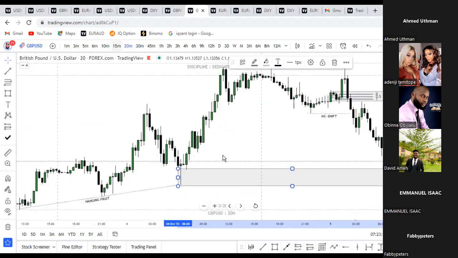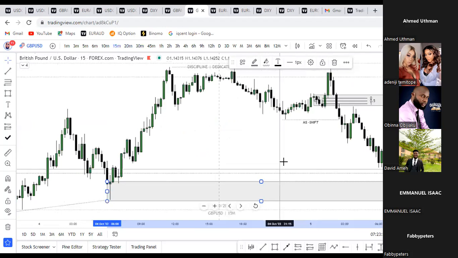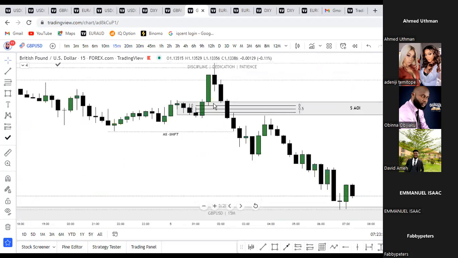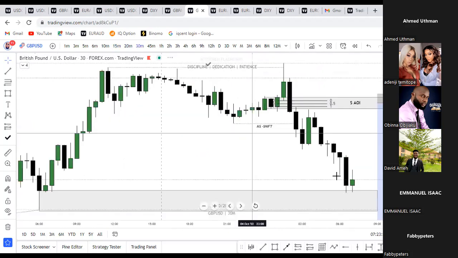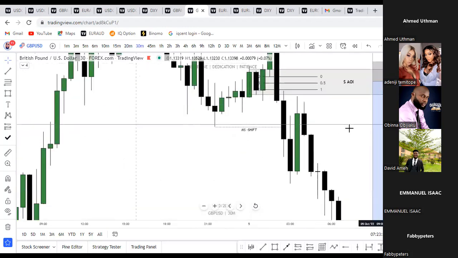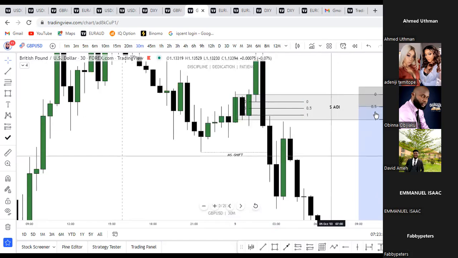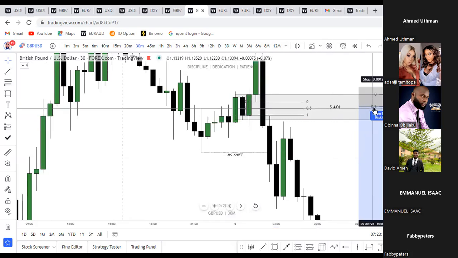Let me use the 15. I think it's the 15 minutes. You see the 15. I said it was a rejection block that price might react. Now look at what you are asking. Go to the 30 minute now. You can see I used my fib to make the 50% of the fair value gap. And now this is not a CB.